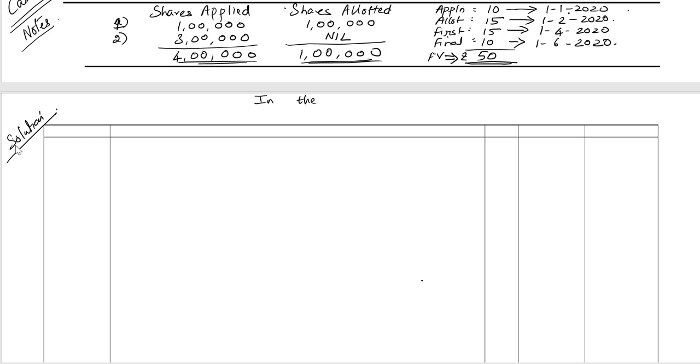In the books of CS Limited, Journal. We have date, particulars, LF number, debit rupees, and credit rupees. The application money was received on 1st January 2020.